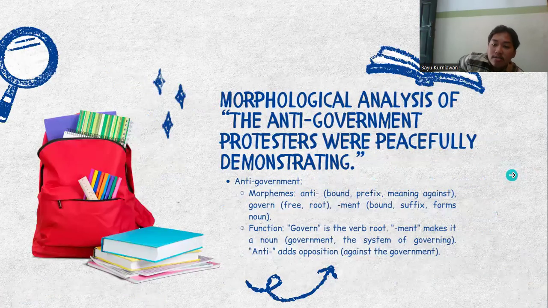More political analysis: the anti-government protesters were peacefully demonstrating. Anti-government: anti is a bound prefix, meaning against. Govern is the free root. Ment is a bound suffix that forms a noun. Functions: govern is the verb root, and ment makes it a noun. Government is the system of governing. Anti expresses opposition against the government.